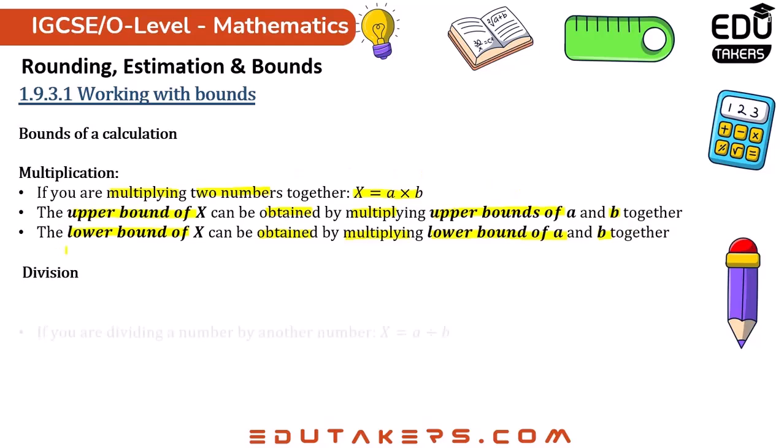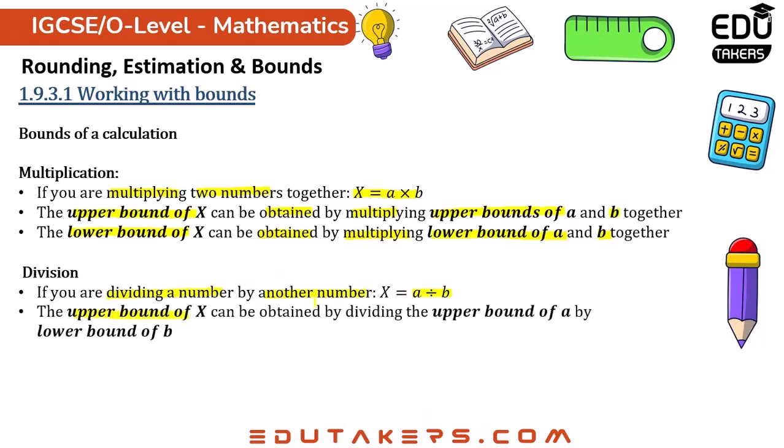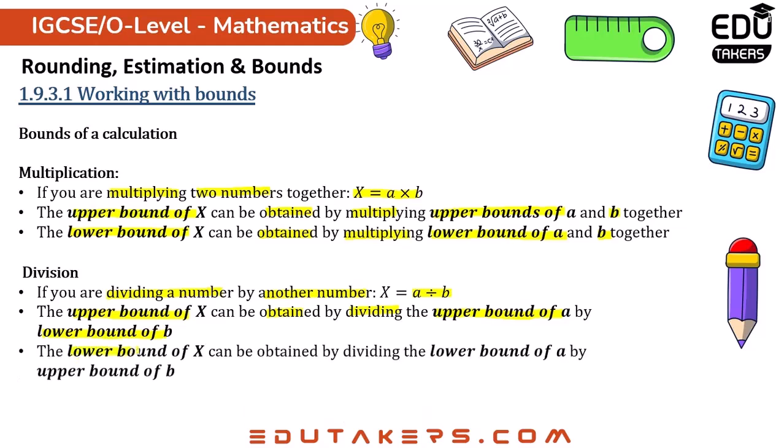And for division, if you are dividing a number by another number, for example x equals a divided by b, the upper bound of x can be obtained by dividing the upper bound of a by the lower bound of b. The lower bound of x can be obtained by dividing the lower bound of a by the upper bound of b.